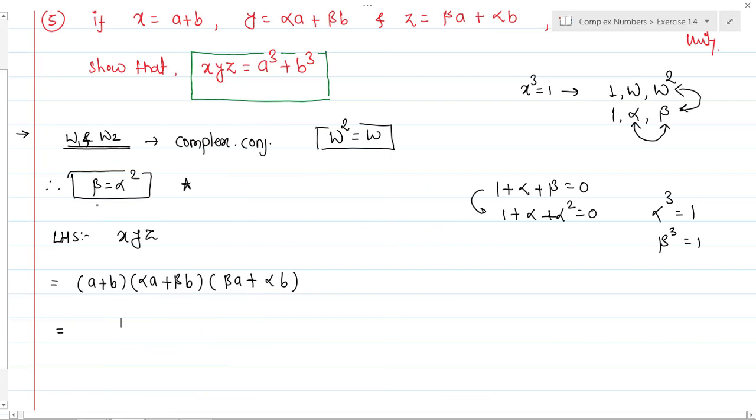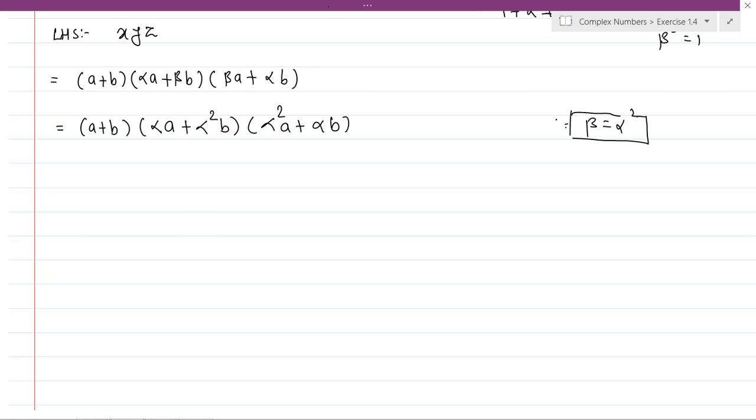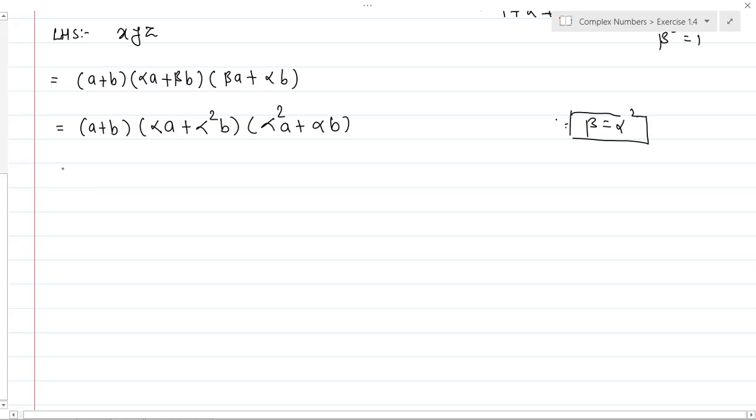Okay, so let's have beta is equal to alpha square, and let's now open the bracket. a plus b as it is, so let's substitute beta is equals to alpha square. So alpha into a plus alpha square into b, alpha square into a plus alpha into b. What I have substituted here is beta is equals to alpha square. Okay, it is equals to a plus b.